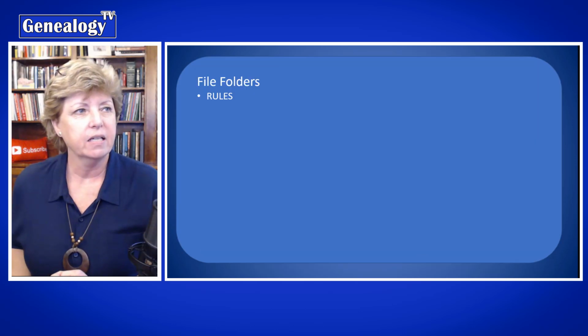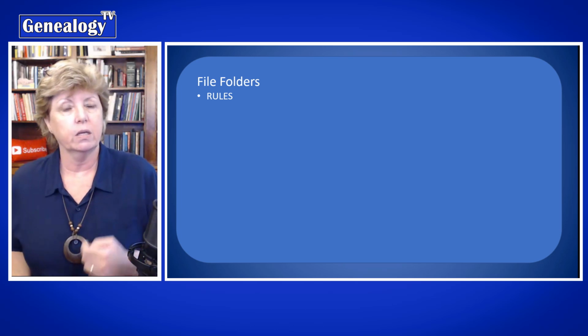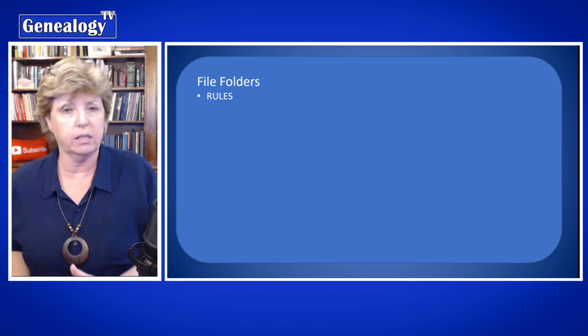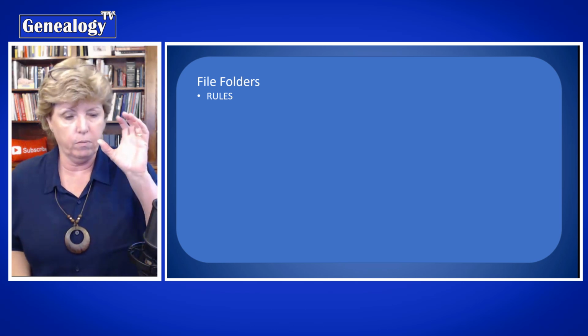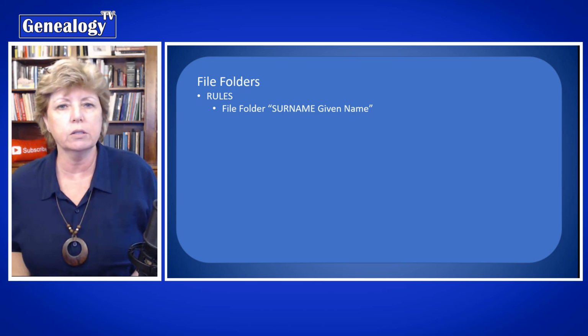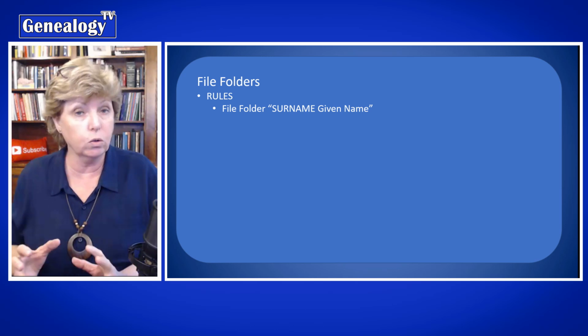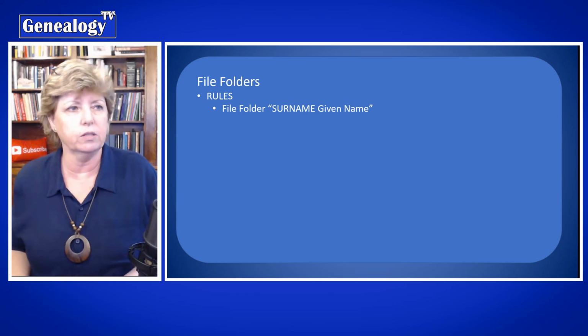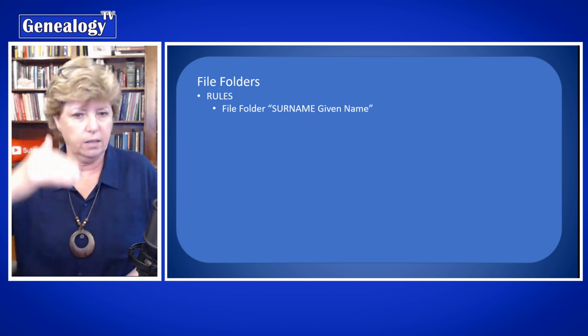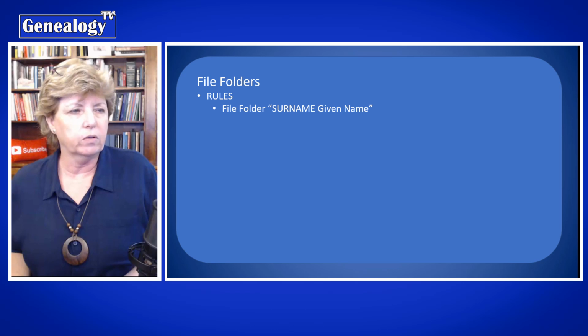Okay, so I keep everything in file folders, and everything has the same process. So, surnames are in bold letters, followed by the given name. So these are file folders, not files, okay? So these are the folders that I keep. And this is all in alphabetical order, okay? So you keep a folder by surname and then given name.